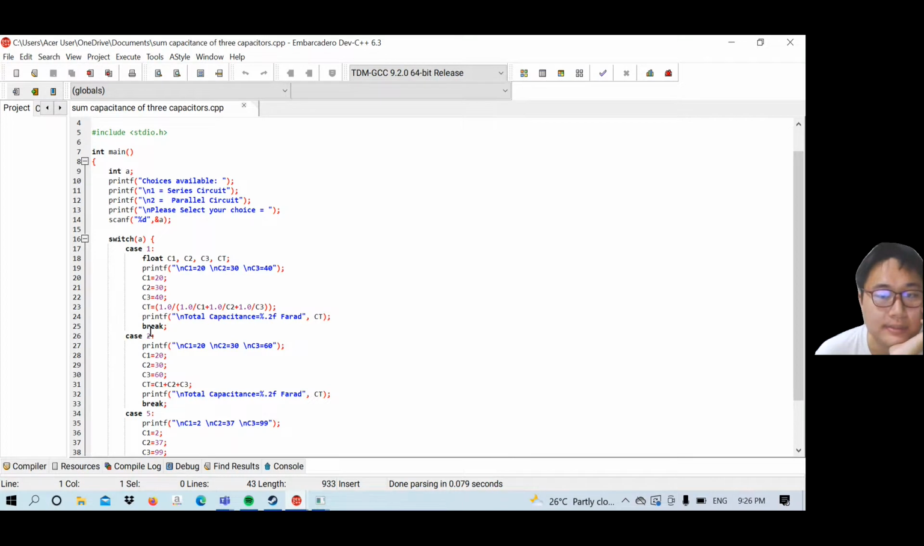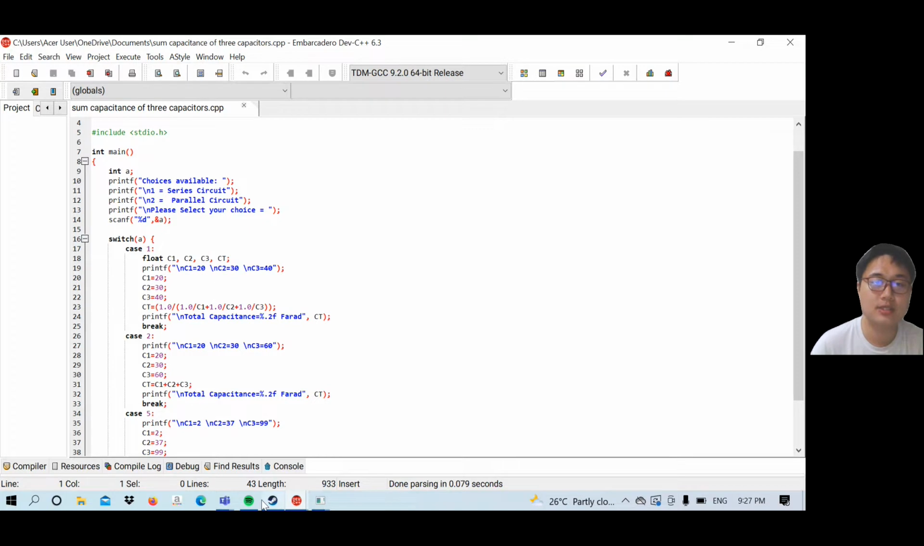To get the total capacitance in the series circuit, I have to do 1 divided by 1 over C1 plus 1 over C2 plus 1 over C3. And then I get the total capacitance in farad unit. In case 2, I have to write the statement, the values of capacitance for display and calculation as well. There is a bit of difference up here.